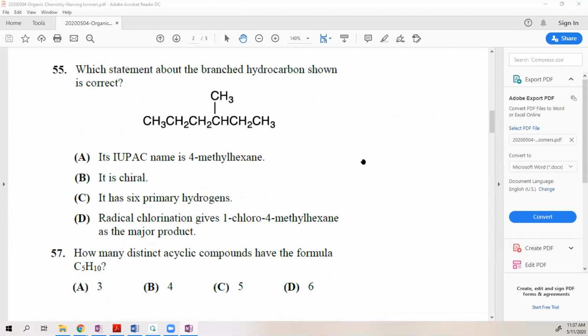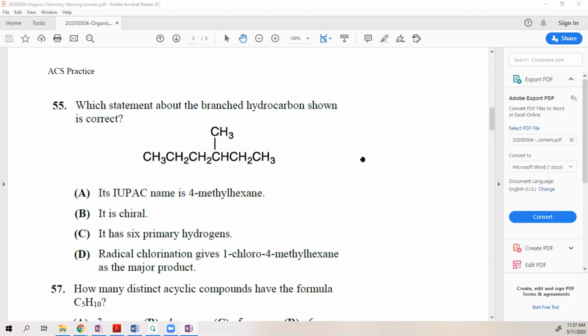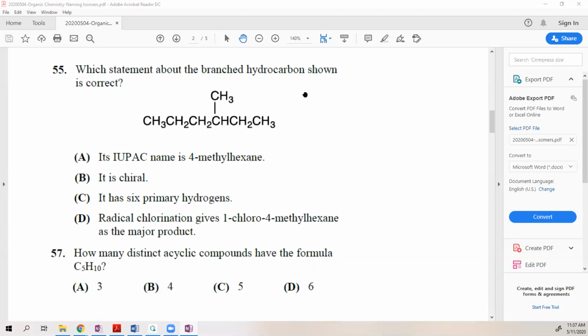So for this next one, we're going to try to rattle through a couple of these ACS practice problems, unless someone else has a question on something that they would like to go over.